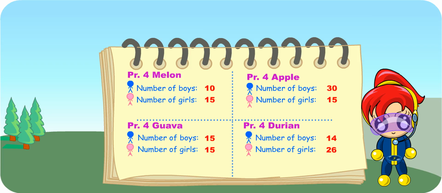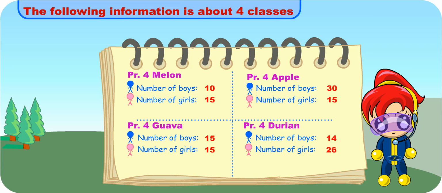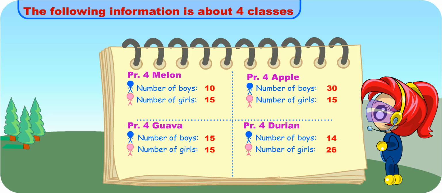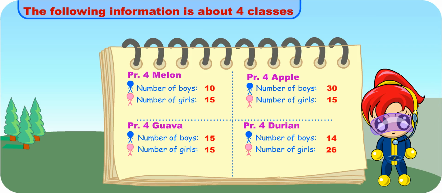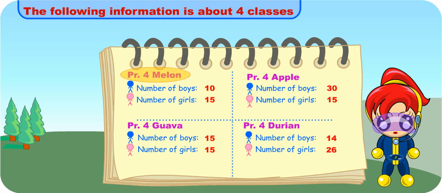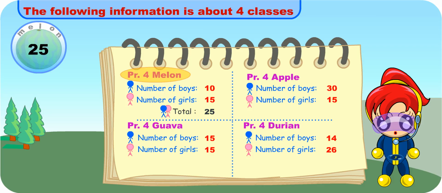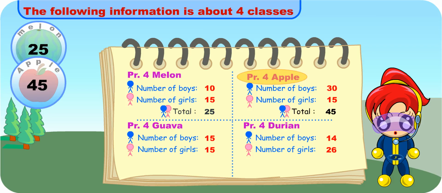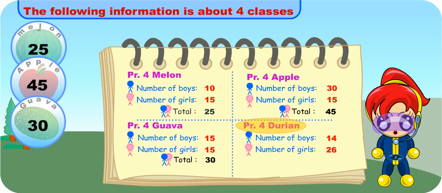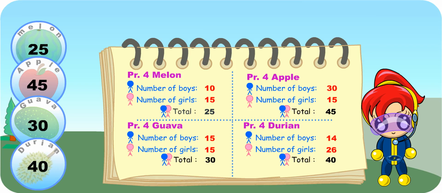This time, I'm going to give you some data to be presented into a bar graph. Take some time and read through it, Turbo Girl. I will ask you a few questions later. Now, Turbo Girl, can you tell me the total number of pupils in each class? Easy. Class Melon has 25 pupils. Class Apple has 45 pupils. Class Guava has 30 pupils. And Class Durian has 40 pupils. Am I right, teacher? Yes, Turbo Girl.